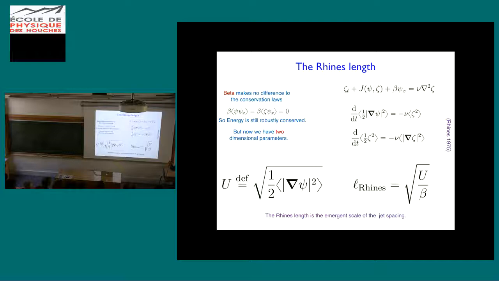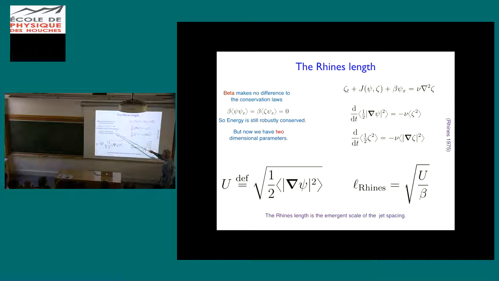So the point is, energy is still robustly conserved when we add beta. So I've got the equation here. Here's the beta-enhanced equation. And I can do exactly what I did in lecture number one. I can work out the energy conservation law. I multiply the equation by psi. I'm in a doubly periodic domain, for instance, so I integrate and all the boundary conditions disappear. The beta term makes no difference to this argument. So I get exactly the same energy equation that I got back in lecture one. And then I go to the entropy.